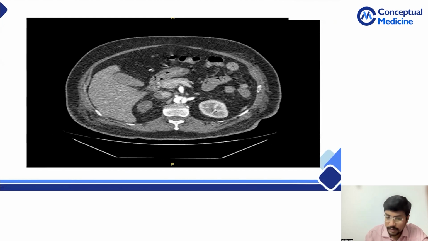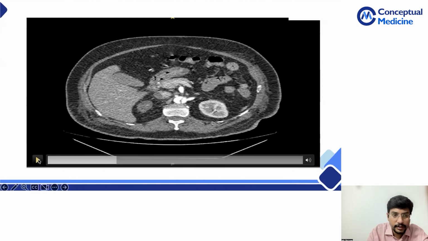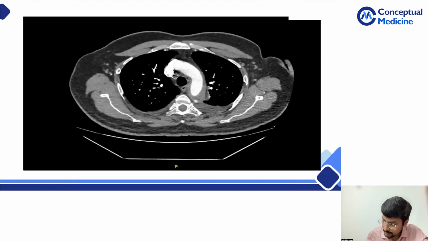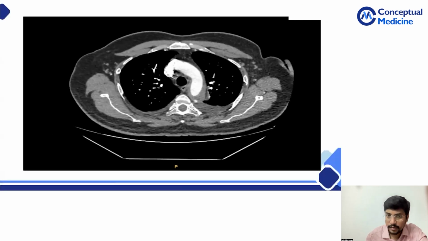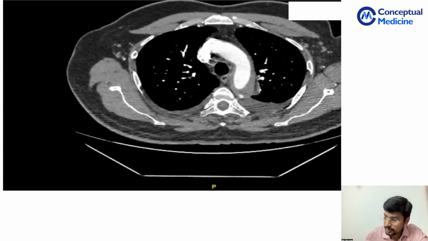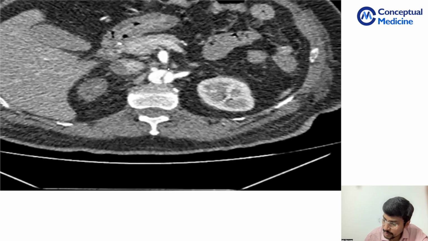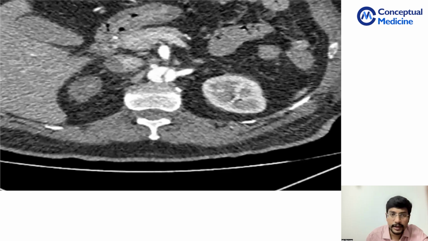Okay, let's cover it. If you look closely, this is the aorta. What you find here is like a division, no? One black line cutting through the aorta. Okay, so that is the dissection flap.